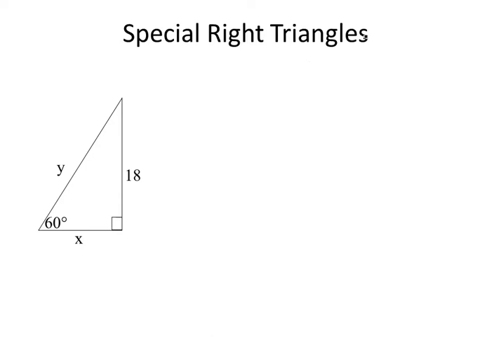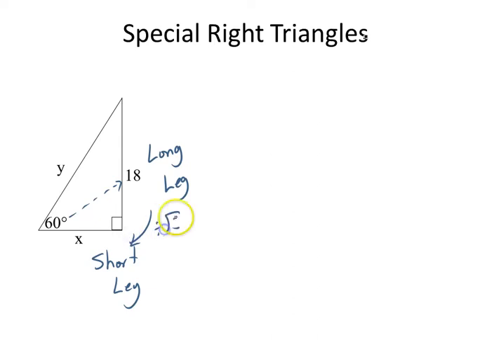Let's take a look here. I've got the long leg to start with. And I know it's the long leg because it's opposite the 60. I want to go to the short leg first because, again, you never go from the long leg to the hypotenuse. So to go this way, I have to divide by radical 3. So I'm going to do that math up here.